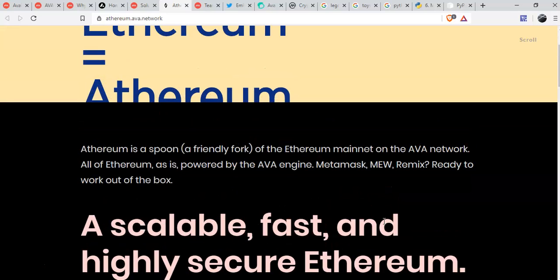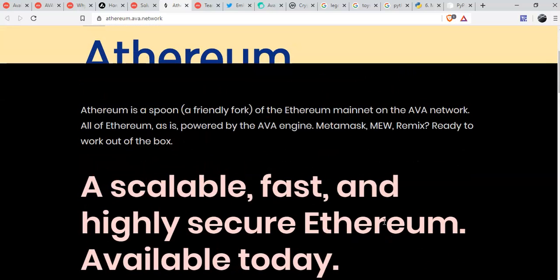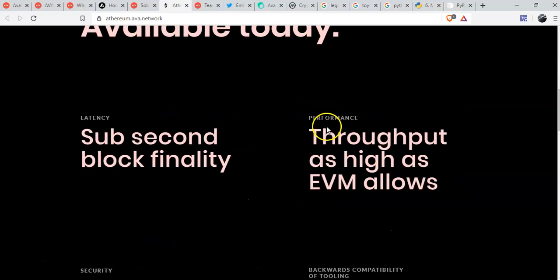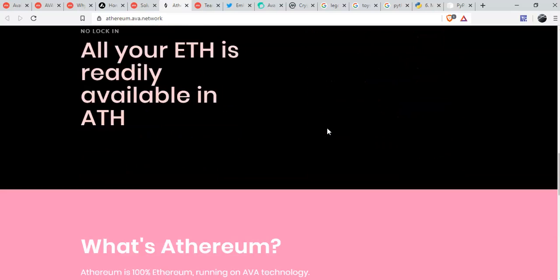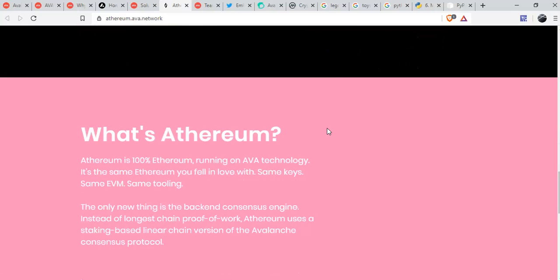To prove that Ava is working, the platform actually forked the Ethereum platform to create a kind of Ava on Ethereum. Then you have scalability at levels that are beyond comprehension, and not only that, it's 100% Ethereum.